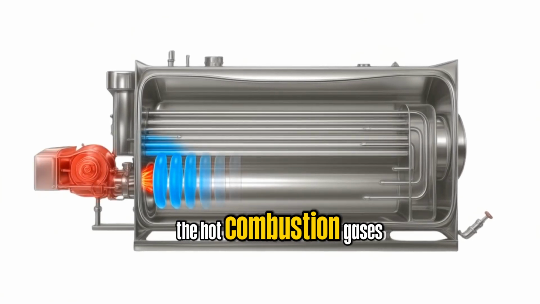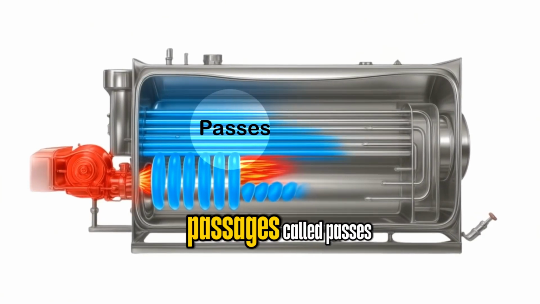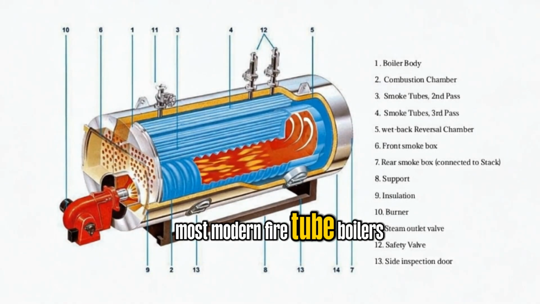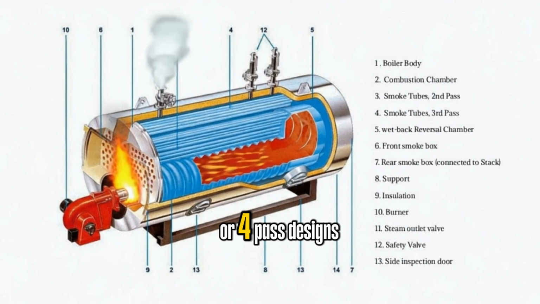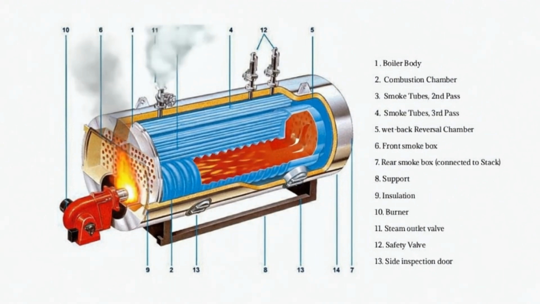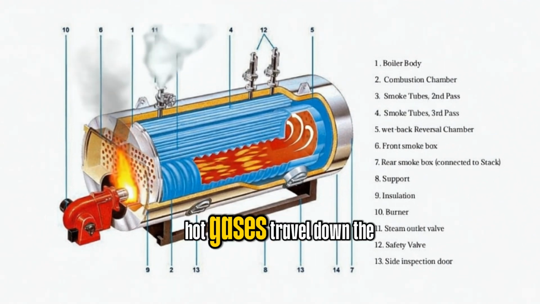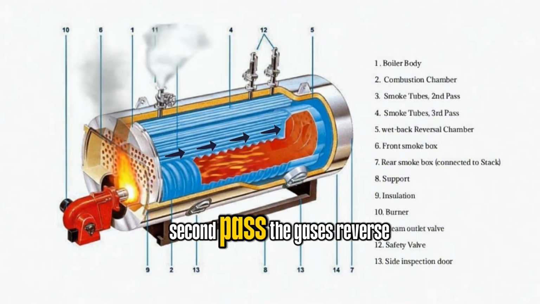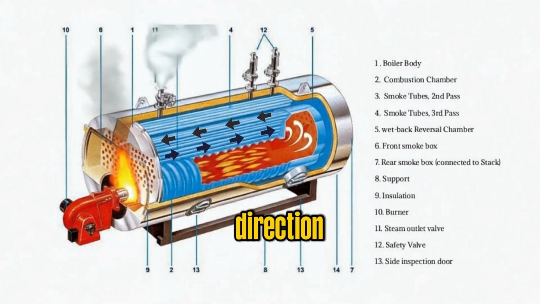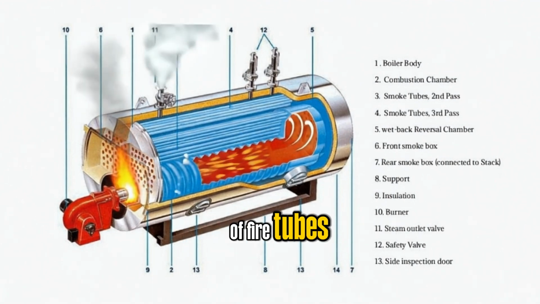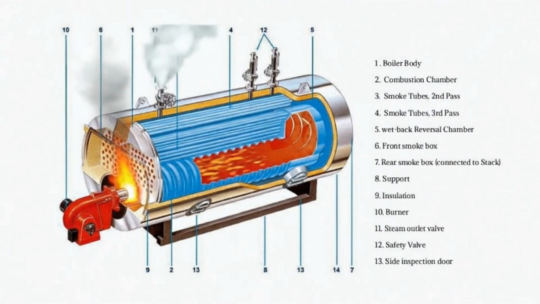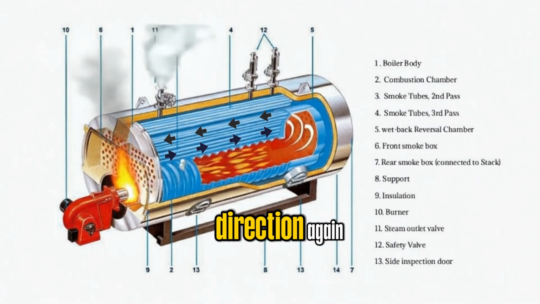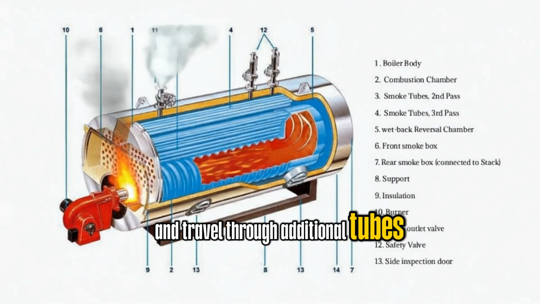The hot combustion gases travel through a series of passages called passes. Most modern Firetube boilers are 3-pass or 4-pass designs. First pass, hot gases travel down the length of the furnace. Second pass, the gases reverse direction and flow through a bank of fire tubes toward the front of the boiler. Third pass, the gases reverse direction again and travel through additional tubes toward the rear.